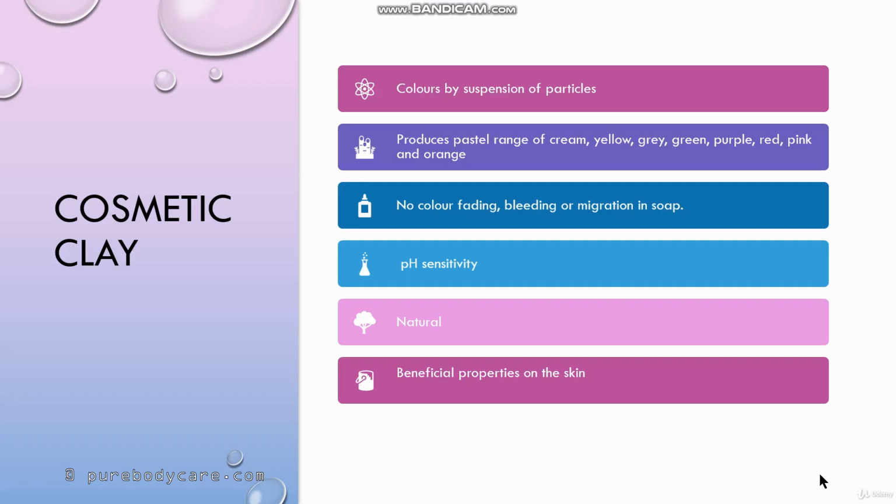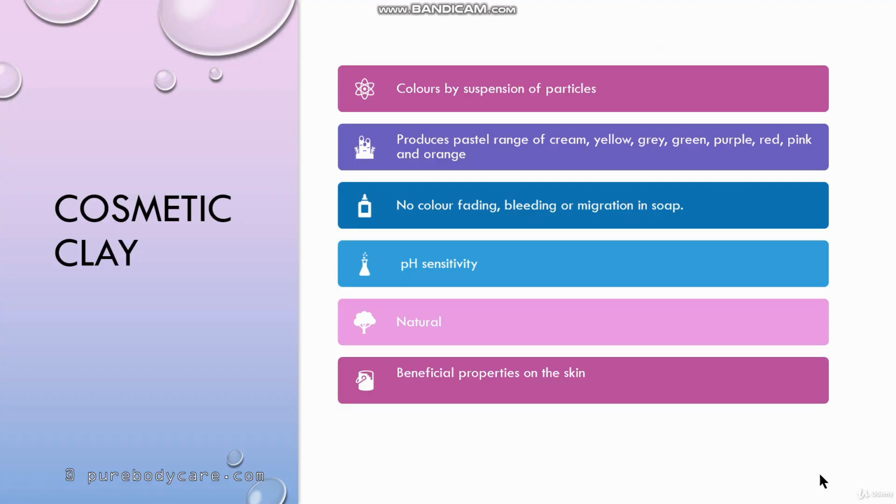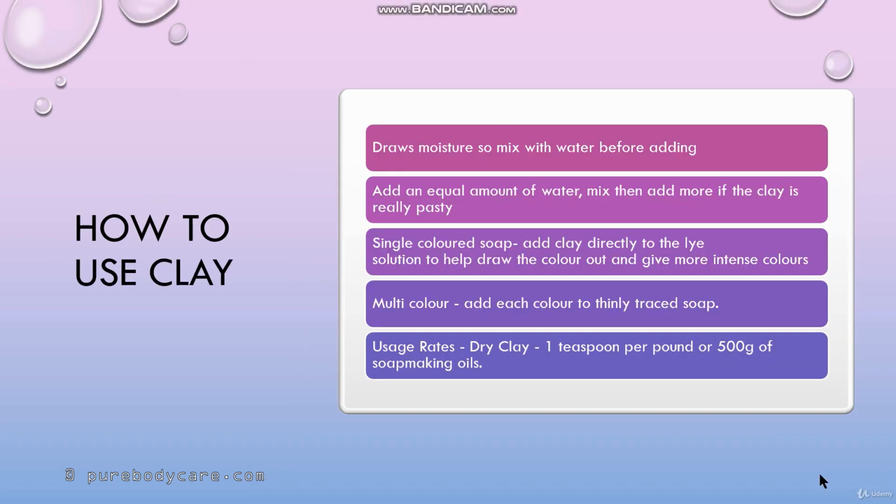Cosmetic clays colour by the suspension of particles in your soap. They produce a pastel range of cream, yellow, grey, green, purple, red and orange. They tend not to fade and they won't bleed or migrate. They're not affected by the pH, so they won't morph. Clays draw moisture, so mix them with water before adding them to your soap. Add an equal amount of water. Mix, then add more if the clay is too much like a thick paste.